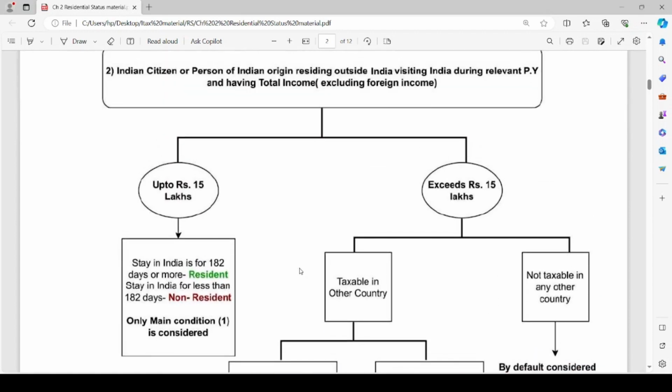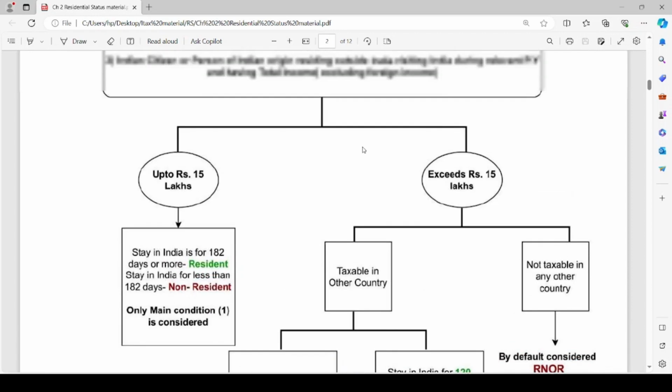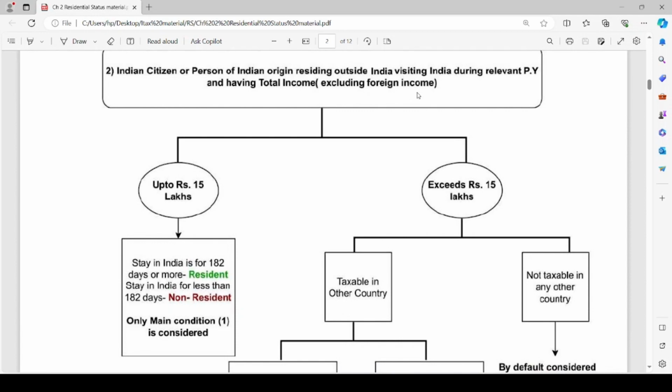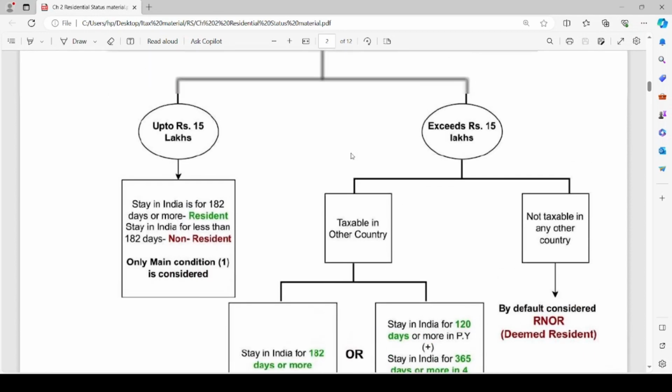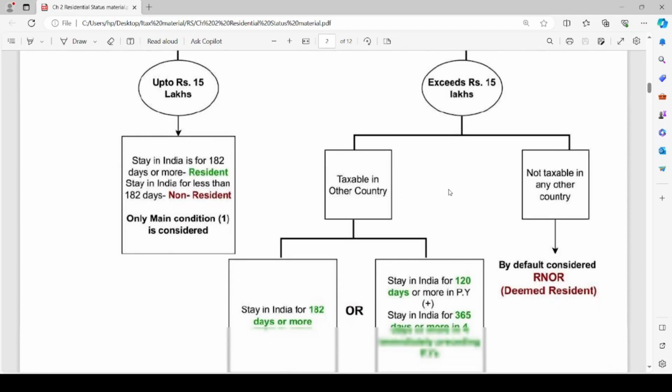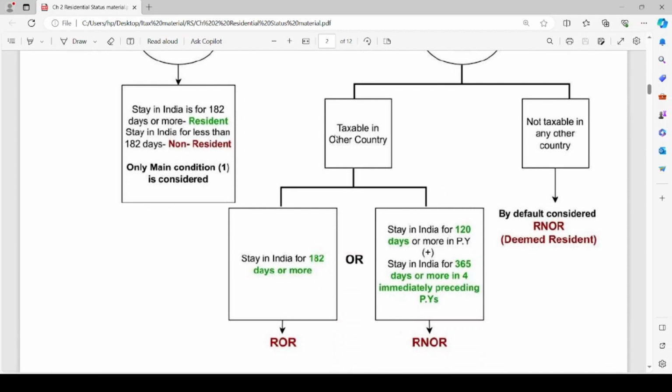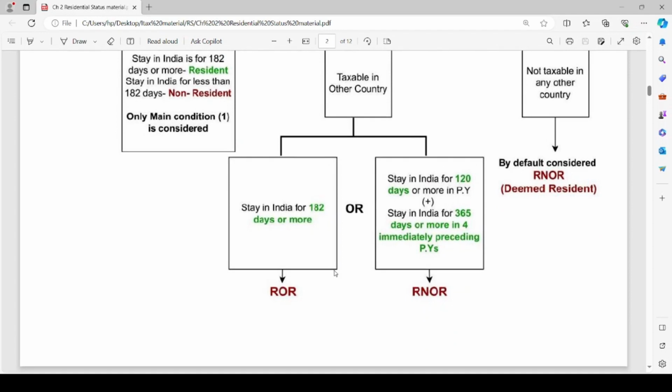The person of Indian origin or Indian citizen residing outside India, visiting India during the relevant previous year. His total income, excluding foreign income, that is, the income which is arising in India, is exceeding rupees 15 lakh. And he is also taxable in other country. In such a case, we have to check if such person is ROR or RNOR. To determine the residential status of such person, we have to check the period of stay in India.